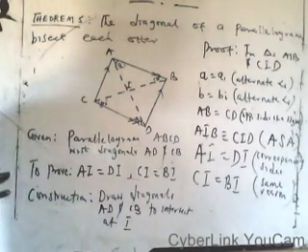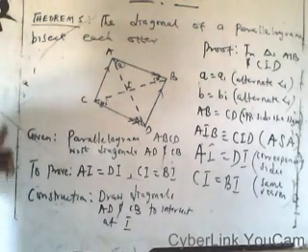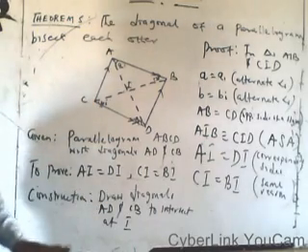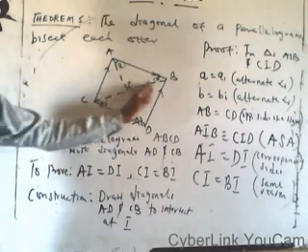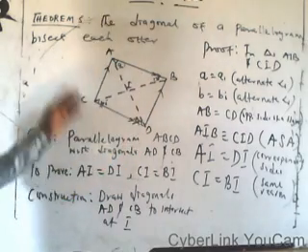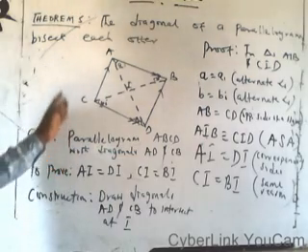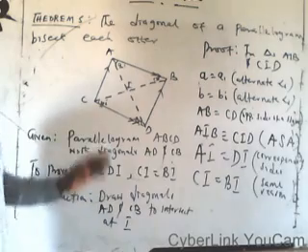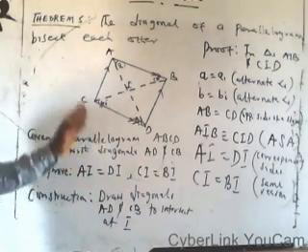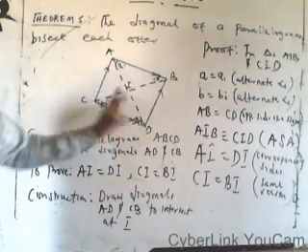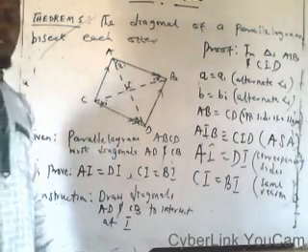Please take note of that. Under the first theorem, we were able to prove that the opposite angles are equal and the opposite sides are also equal. Under the second theorem, we were able to prove that the diagonals of a parallelogram bisect each other. That is, this length and this, they are the same thing. This and this are the same thing.